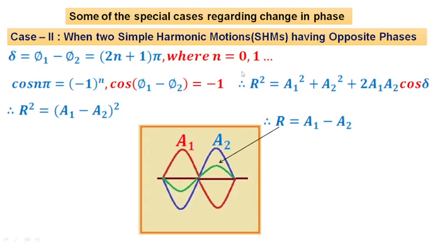Now when two simple harmonic motions have opposite phases, delta is equal to phi 1 minus phi 2 is equal to twice n plus 1 pi, where n is equal to 0, 1. So therefore cos of phi 1 minus phi 2 is equal to minus 1. So the value will be R square is equal to A1 square plus A2 square plus twice A1 A2 into cos delta. So therefore R square is equal to A1 minus A2 bracket square. This is A1 and this is A2, so the resultant is this green line. R is equal to A1 minus A2.